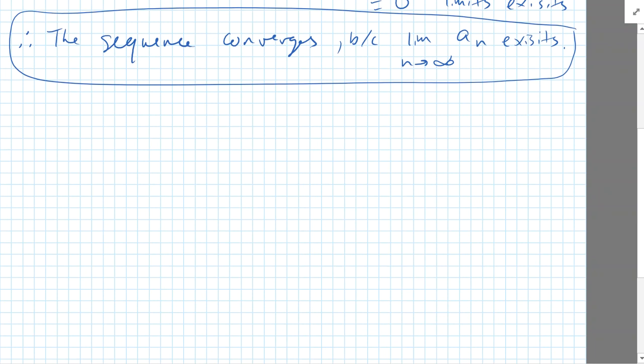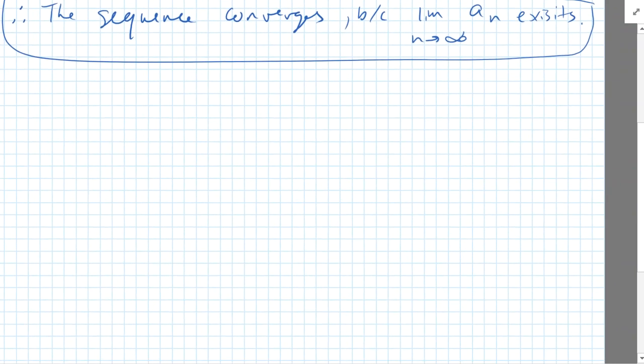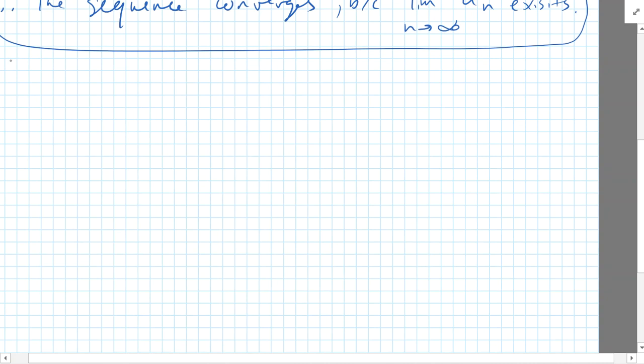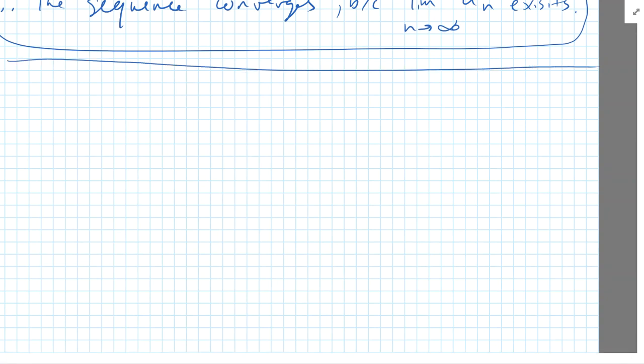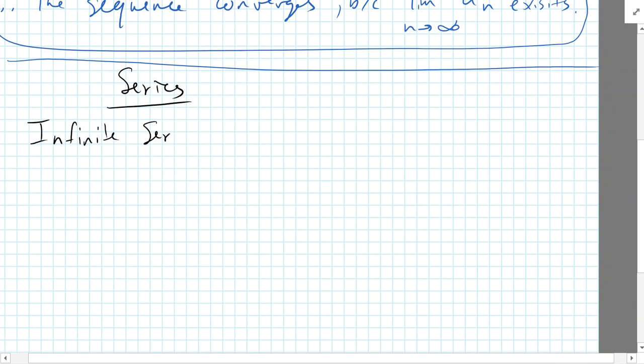Alright, once we've done that, that's it on sequences. It's just laying the groundwork for our series, which is what we need to do. So now we're going to talk about series. The finite series are not so interesting. That's not what calculus is all about. Calculus is all about the infinite. So, infinite series. For an infinite series, it's the sum of an infinite number of terms.